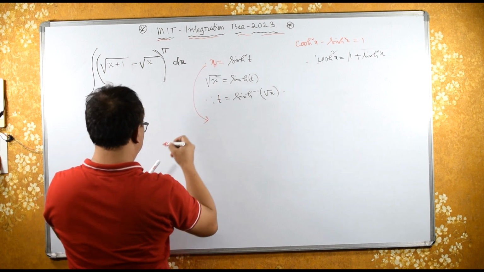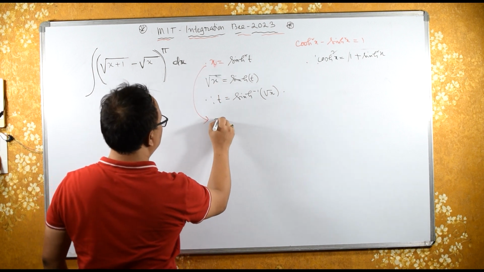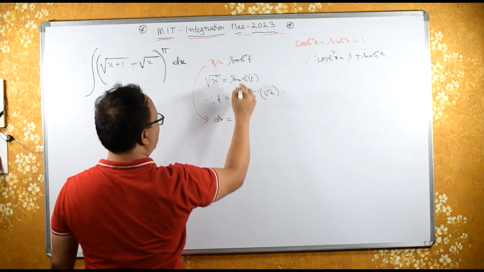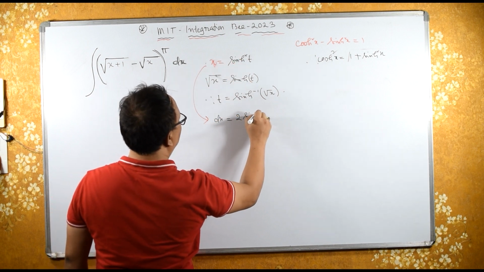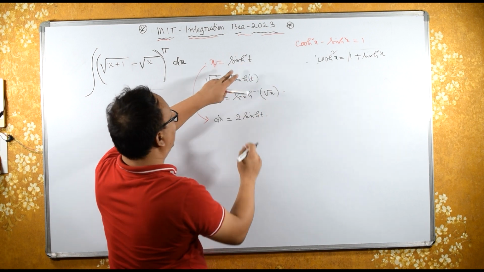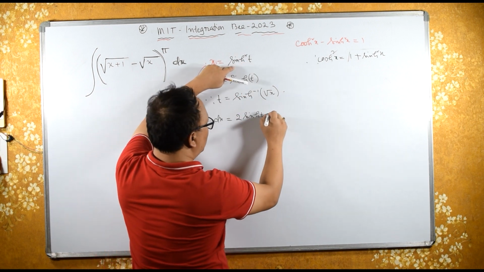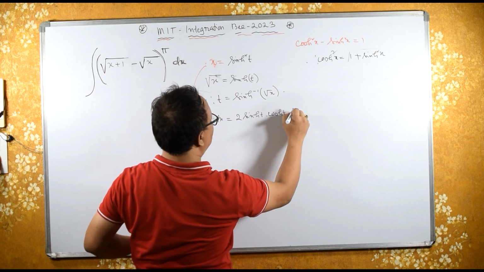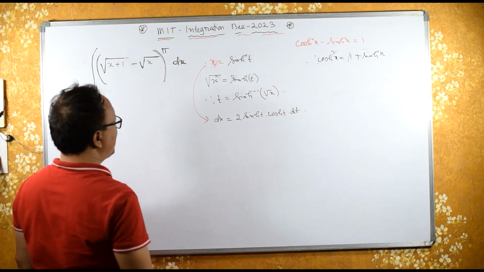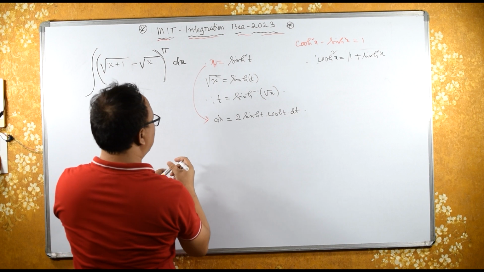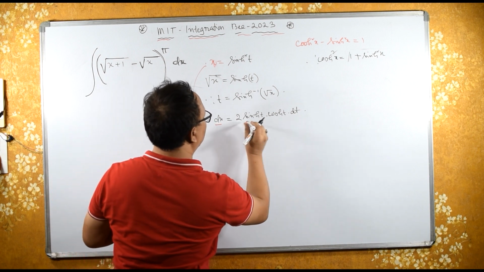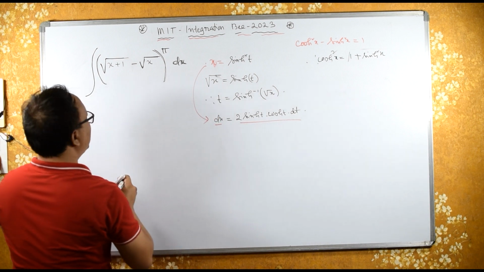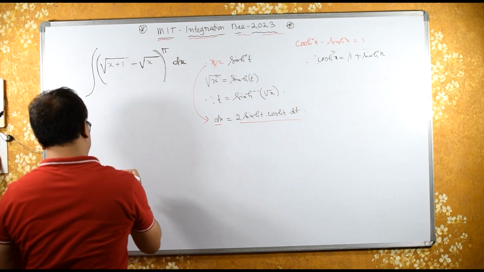Now from here, differentiation of dx equals 2 sinh t, and then the differentiation of sinh is cosh t, into dt. Now we have dx in terms of dt, in terms of t. Let's substitute over here.